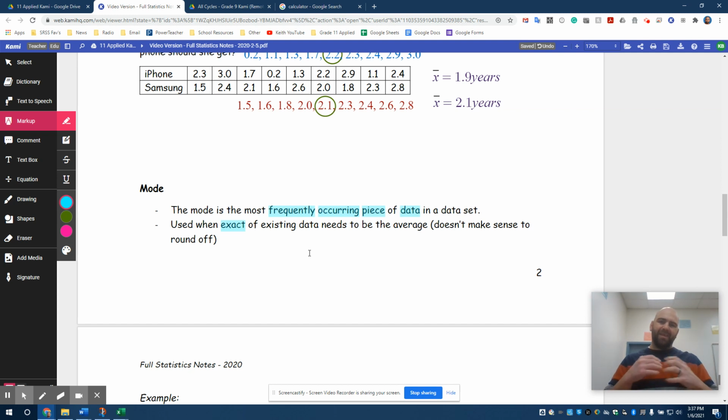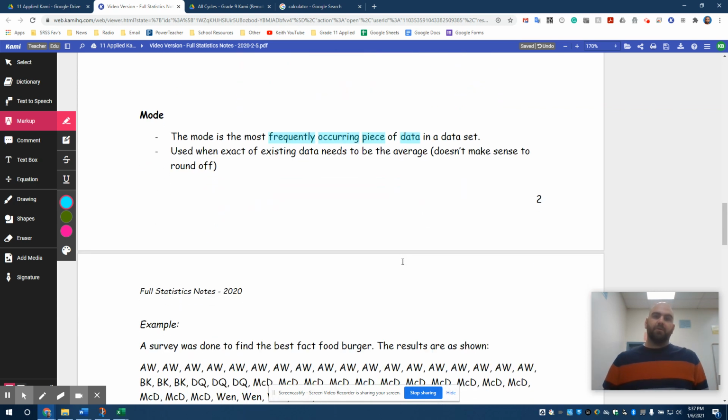It's going to make sense when there is a lot of data, and maybe when we don't necessarily have numbers involved. If we don't necessarily have numbers involved, we just have data pieces, and we want to figure out which one's the most common, most common is going to be the mode. It's the most frequently occurring.